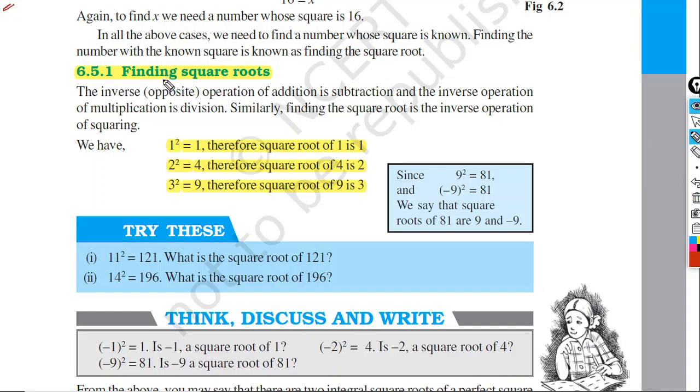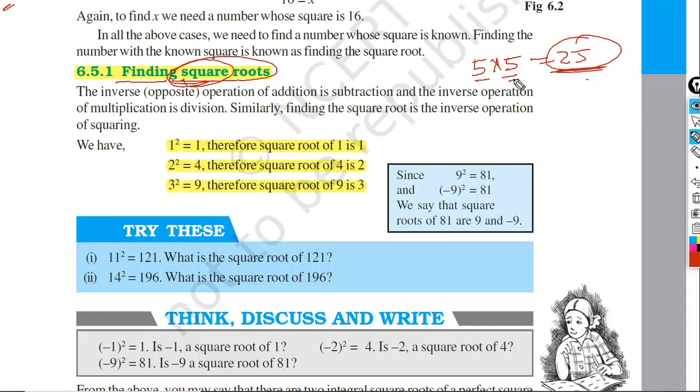Now we are going to discuss how to find square root. In the previous classes, we have discussed square. So what is square? When we multiply one number, say suppose 5, with the same number, that means you multiply 5 into 5, then you get 25. We can say 25 is a square number.